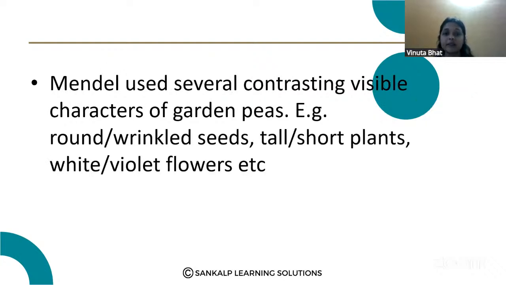Yes, Mendel used several contrasting visible characters of garden peas. For example, round or wrinkled seeds, that is the type of seeds; tall or short plants, the height of the plant; and the color of the flowers, like violet or white flowers. So these are some contrasting characters used by Mendel for his experiments.